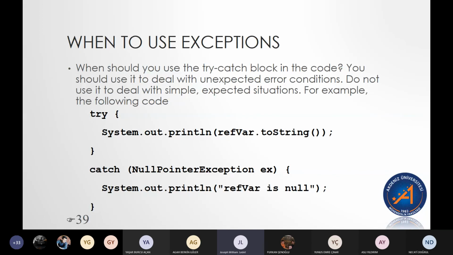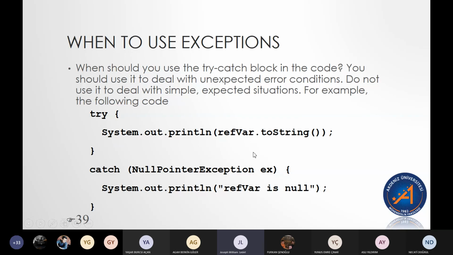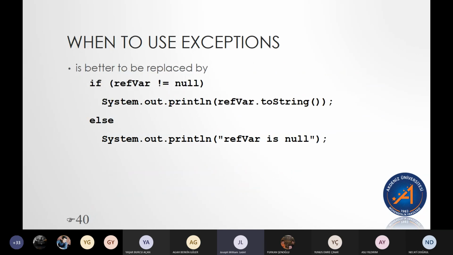So instead, what we could do is just check it with a simple if statement. If it's not null, print its toString method. Otherwise, print our reference variable is null. You could also do this using a ternary operator, the question mark with the colon. This might be a little bit confusing to us as programmers, and it might also require lots of extra object creation that we don't really want. Whereas this is much simpler, much cleaner, and does not require extra exception object creation.